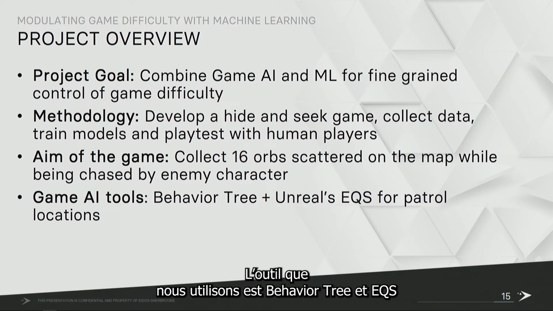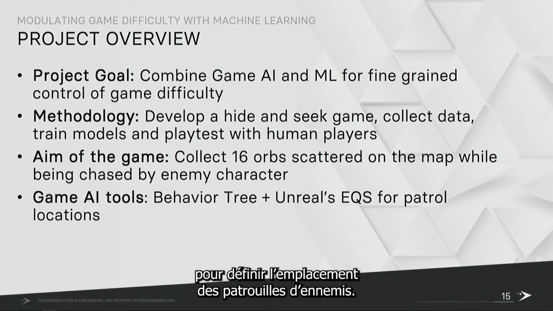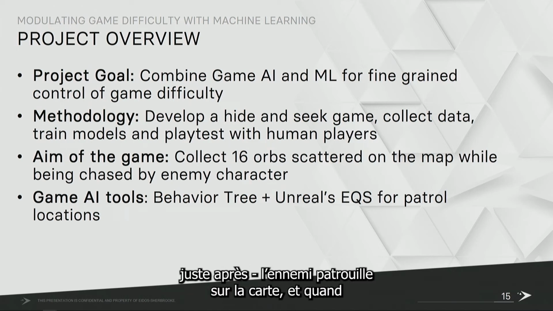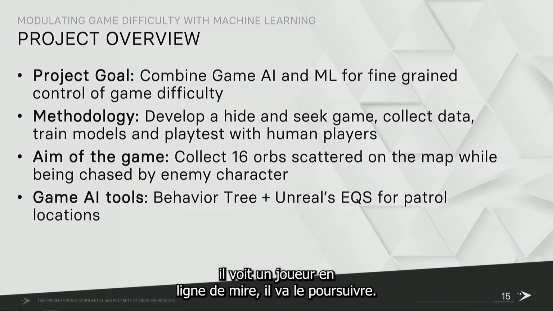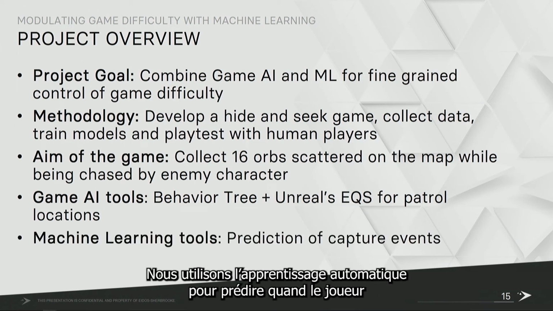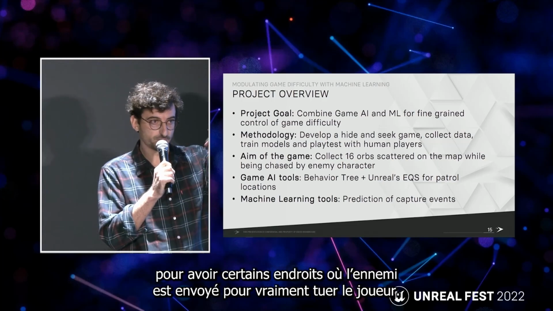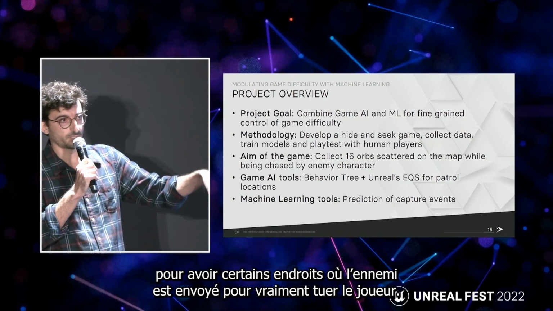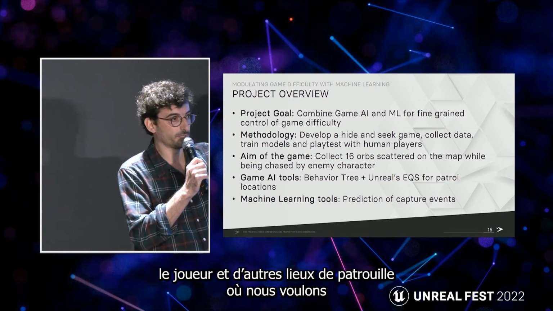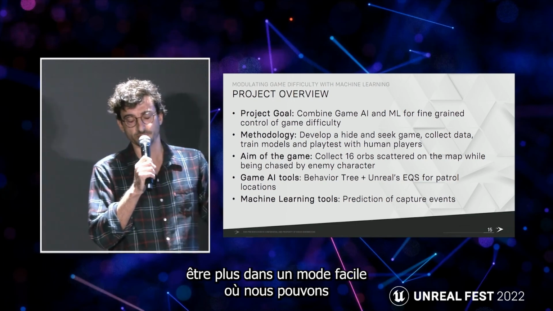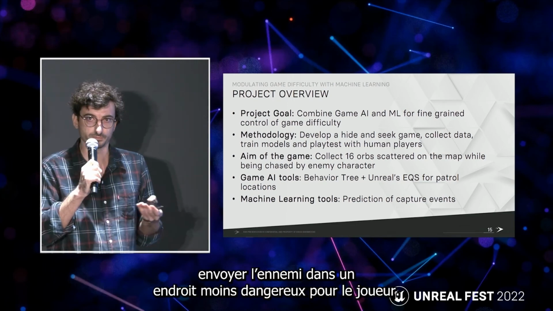And the tool that we use is behavior tree and EQS for setting the patrol location of the enemy. So the enemy is patrolling in the map. I will show a video just after. The enemy is patrolling in the map, and when he sees the player on line of sight, he's going to chase him. And we use machine learning to predict when the player is going to be captured by the enemy, and modulating the patrol location to have a certain location where the enemy is sent to really kill the player, and having some other patrol location where we want to be more in an easy mode, where we could send the enemy to a location that is less dangerous for the player.